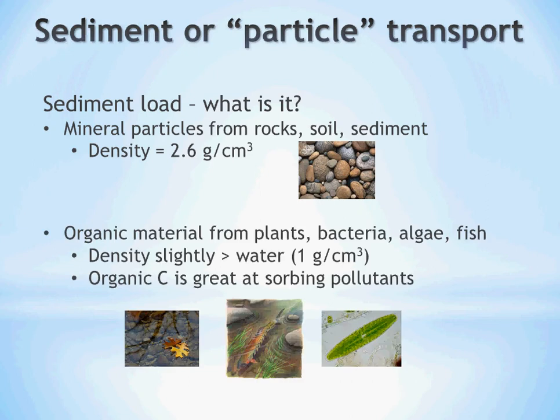But we can also be talking about organic material from plants, bacteria, algae, fish, and this has a density slightly greater than water, the density of water being, again, 1 gram per centimeter cubed. So it floats, by and large. Leaves float, little pieces of organic matter float. And organic carbon is really, really great at absorbing pollutants. And we'll talk about that a little bit later in the course when we're talking about soils and below ground movement of pollution.